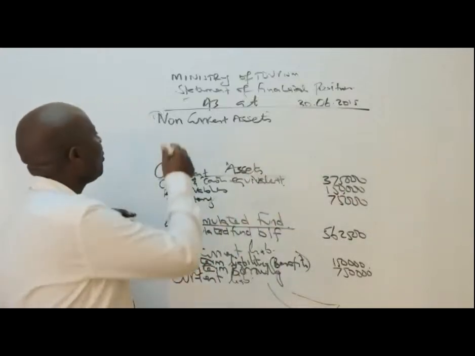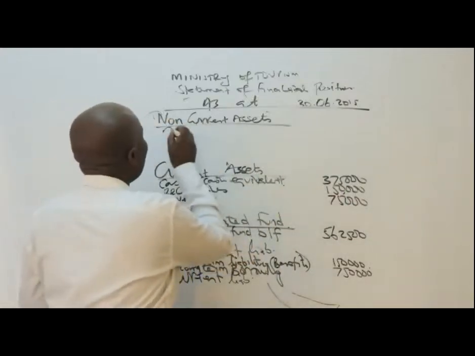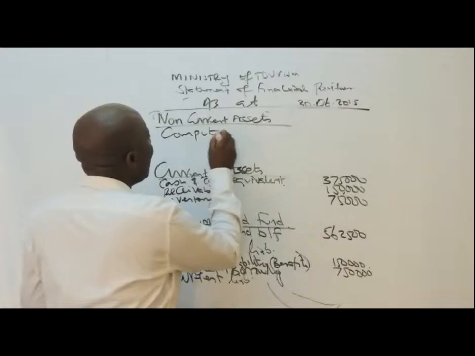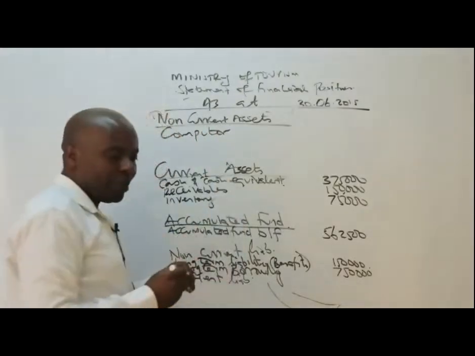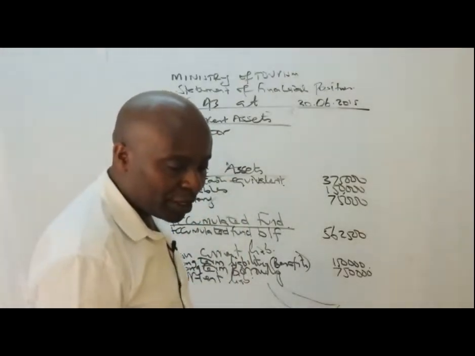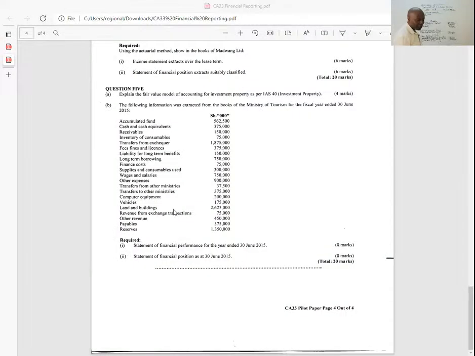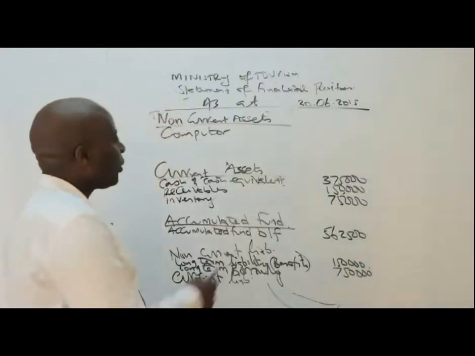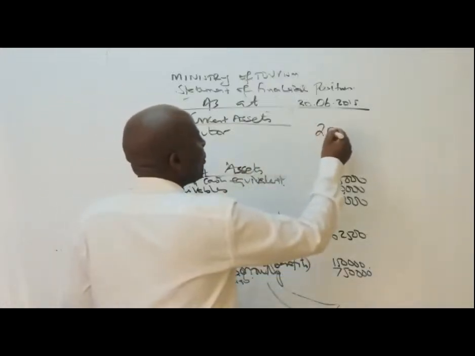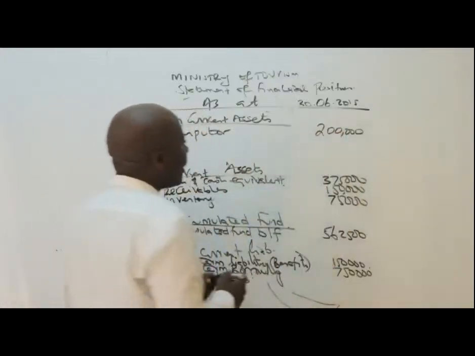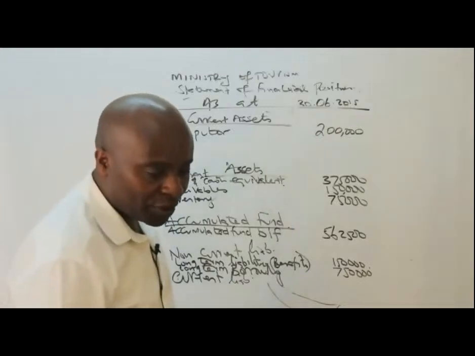So we have here, you can mention computer equipment. What do we have here for computer equipment? Thank you very much. You guys are even volunteering to give me values. 200,000. I'll be picking your figures now. Computer equipment, somebody is telling me it is 200,000. Thank you very much.